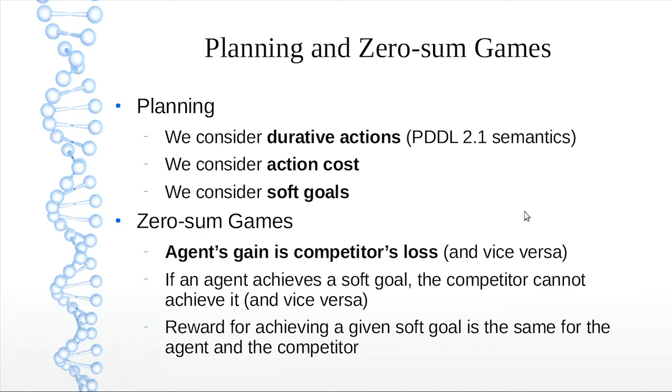So the thing is, in our case, if an agent achieves a soft goal, the competitor can no longer achieve the same soft goal, and of course vice versa. And also the reward for achieving a given soft goal is the same for both the agent and the competitor.